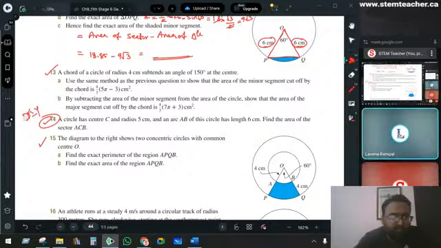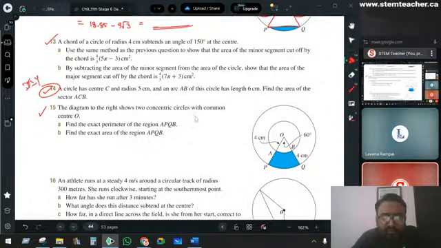Okay. For question 15, the diagram on the right shows concentric circles. What is meant by concentric? Concentric circles mean circles with the same center. Those circles are said to be concentric circles with a common center. Find the exact perimeter of the region APQB. So what is it asking? What is the exact perimeter of region APQB?